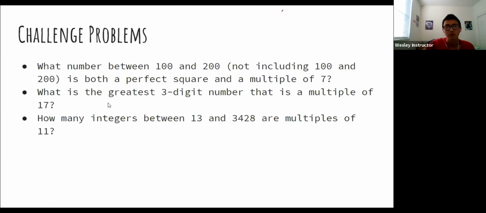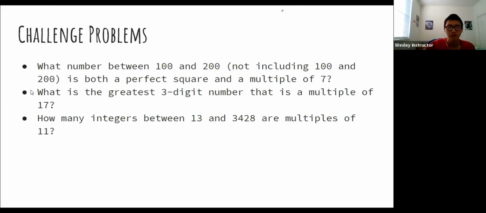All right, second one: what is the greatest three-digit number that is a multiple of 17? The answer is 986. If you divide 986 by 17, you get 58, which is an integer. So that means it is divisible by 17.